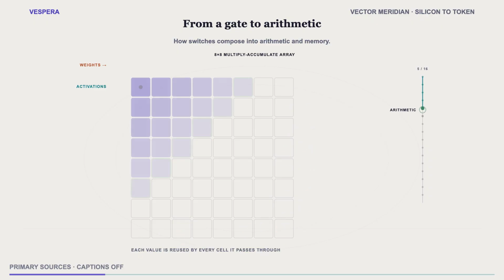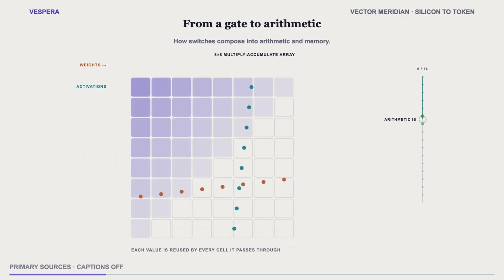Chain these so each stage receives the carry from the one below, and you can add numbers of any width. 32 of them in a row adds 32-bit integers. Now, a naive chain has an obvious problem. The top bit cannot settle until the carry has rippled all the way up from the bottom, so the adder's speed is set by its width.